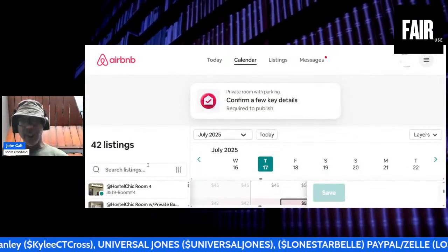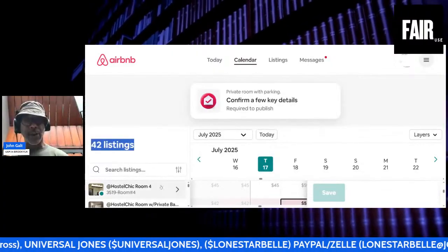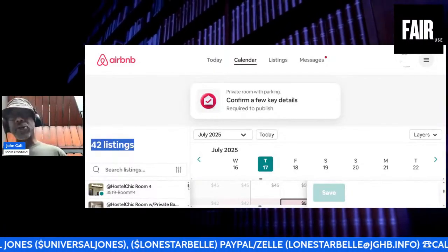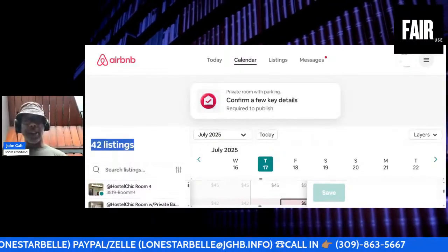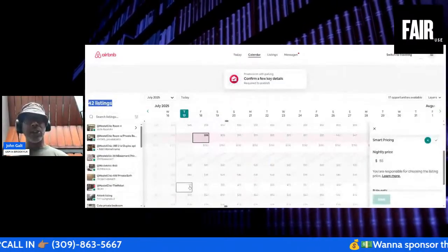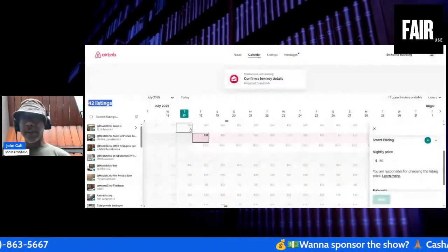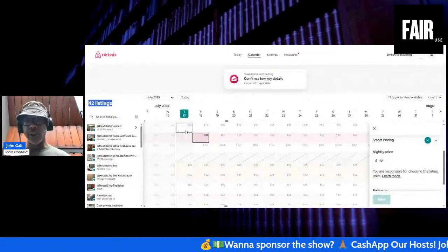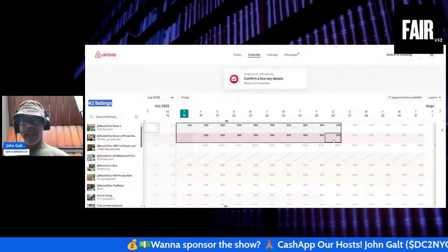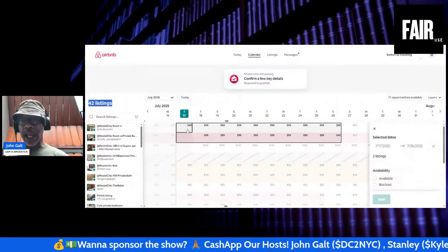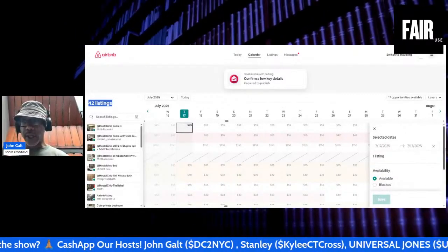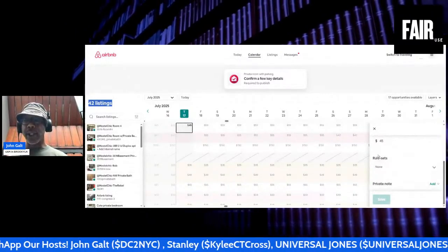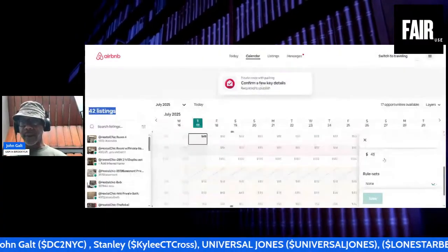So as you can see, we have 42 listings over here. Some of them are not active. Some of them are booked by way of Facebook or Craigslist. However, I'm going to just look at these two units. For the sake of argument, we're going to assume that these two units are the same. You'll see the unhighlighted listing here in this first row, and if I scroll down over here, you'll see the rule set is none.